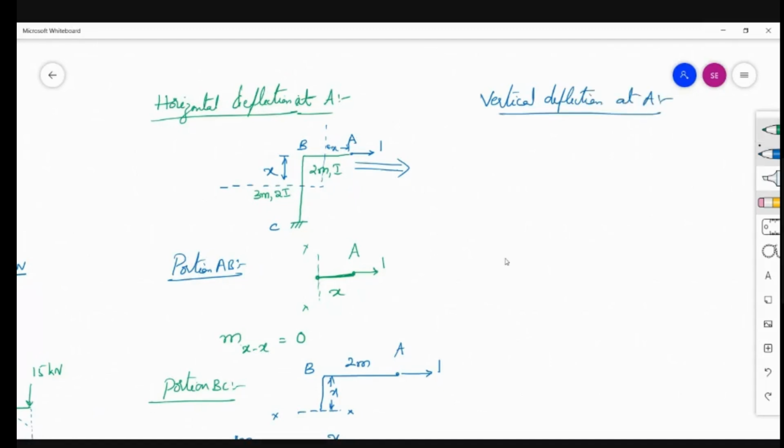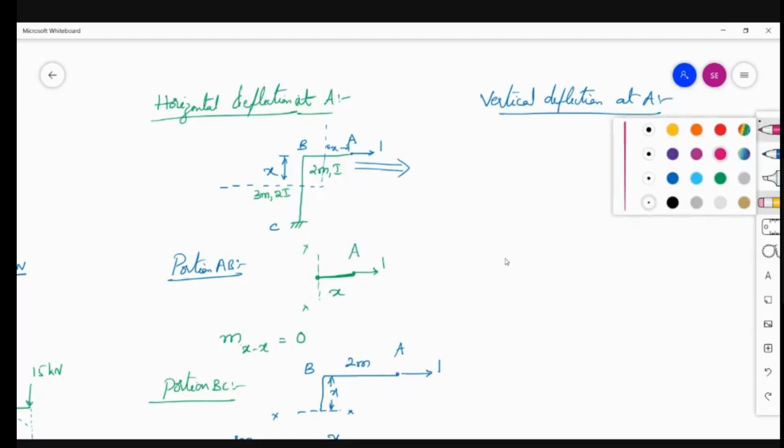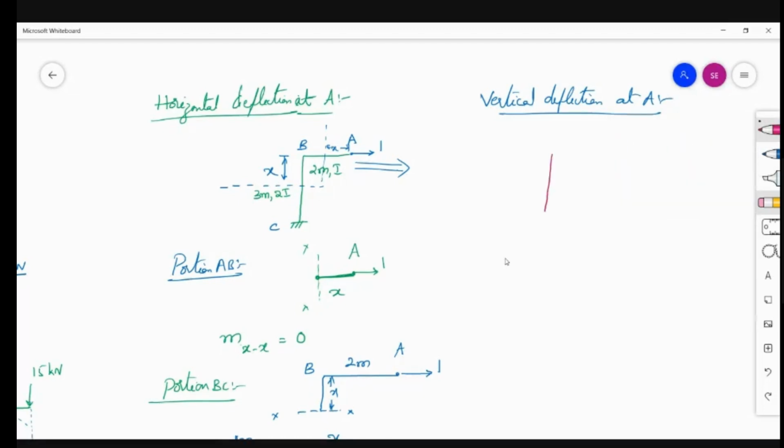So, vertical deflection at A. What happened here? This is your frame, 3 meters in length. This is 2 meters. Here, apply a unit load in the downward direction to get the vertical deflection at A.